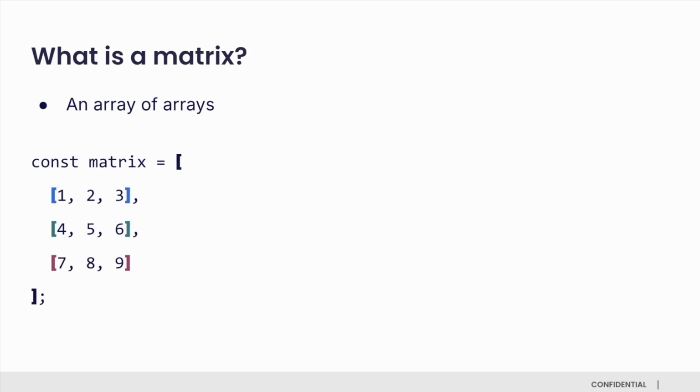Before we dive into matrix rotation, let's first clarify what a matrix actually is. In its simplest terms, a matrix is an array of arrays. Here's an example of a 3x3 matrix in JavaScript. We define it as an array where each element is, in fact, another array. As you can see, this outer array contains 3 inner arrays, and each of these is representing a row within the matrix. In this case, the matrix holds numbers 1 through 9, structured as 3 rows of 3 numbers each.